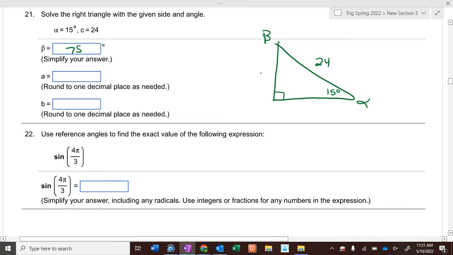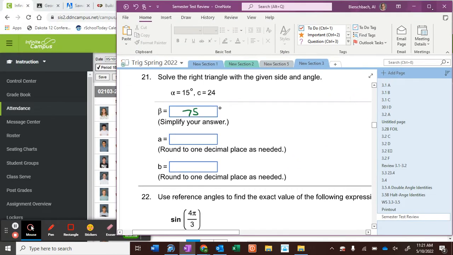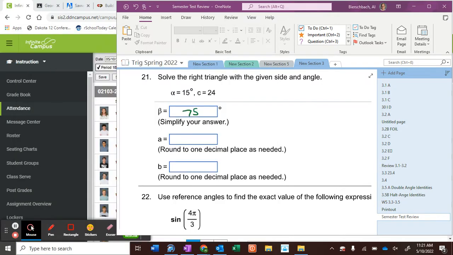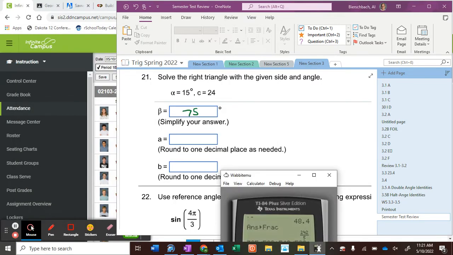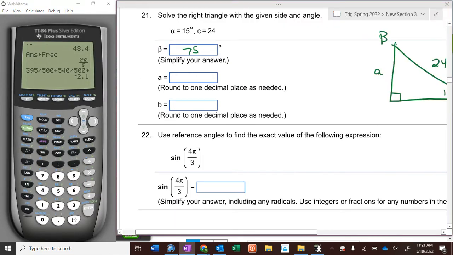To find side A, which is opposite there, you go sine of 15 equals the opposite side A over 24. And then let's go like this, and then go VTI there. And then I have my calculator. Boom. All right.